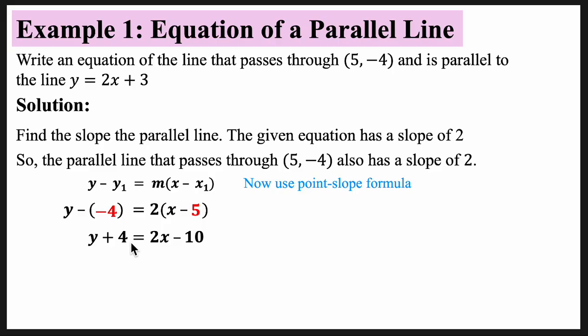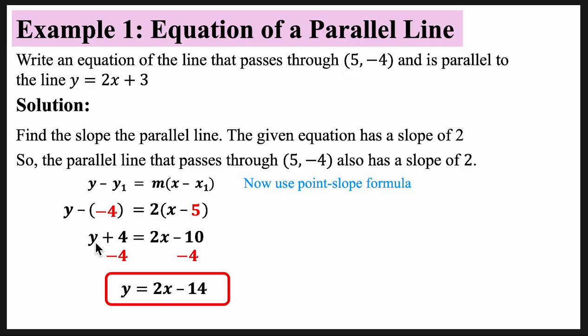Now to find the equation, we just need to isolate the variable y. So let's subtract 4 on both sides. You get y equals 2x minus 14. So the two lines, which is the original equation here, and this equation are parallel lines. They both have the same slope, but they have different y-intercepts.